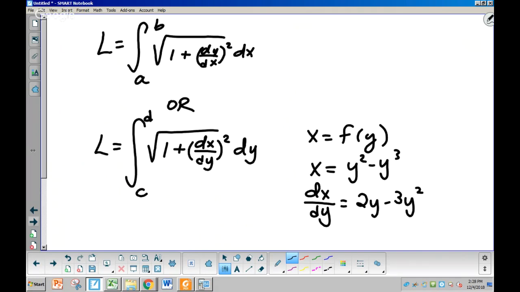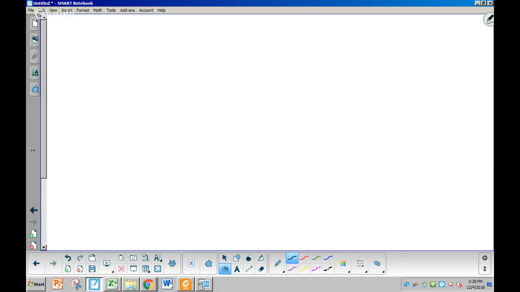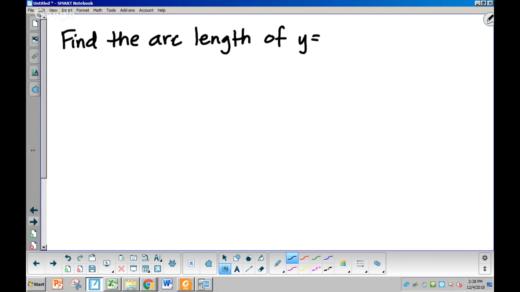So let's do another example. Let's say we want to find the arc length. Now arc length just means the length of the curve. y equals x to the 3/2 over the interval 0 to 4.